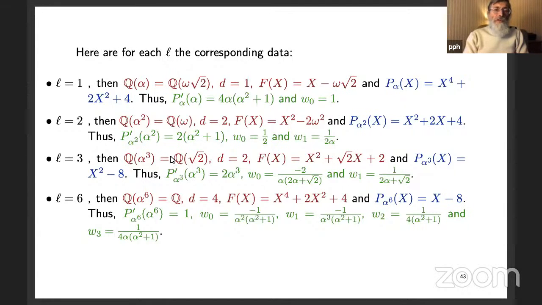And then with this, you can compute the value P prime alpha L of alpha L and the dual basis. So in this case, the dimension is 1, so we have just W0. D equal 2, we have W0, W1, the same here. And for D equal 4, we have W0, W1, W2, and W3. Okay.